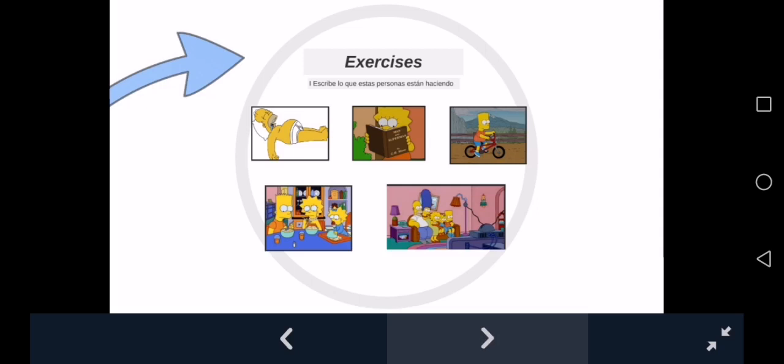Okay, let's do some exercises. Look at the images and then write what they are doing. For example, he is sleeping. Lisa is reading. Bart is riding a bike. Bart, Lisa, and Maggie are eating. Homer, Marge, Lisa, Maggie, and Bart are watching TV. Very good.